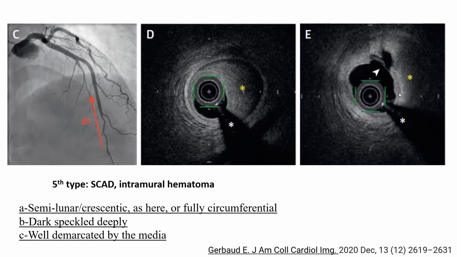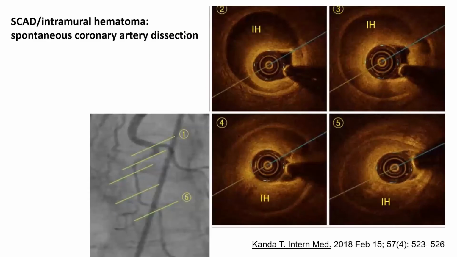That's why it's sometimes hard to distinguish, in my opinion, SCAD from just a ruptured plaque. At some point in your longitudinal scanning, you should seek that characteristic image. Again, like a banana image, well demarcated, deep inside it's dark, dark speckled. You got me? This to me is harder to delineate. You should seek some image like this. Those are other examples of spontaneous coronary artery dissection.